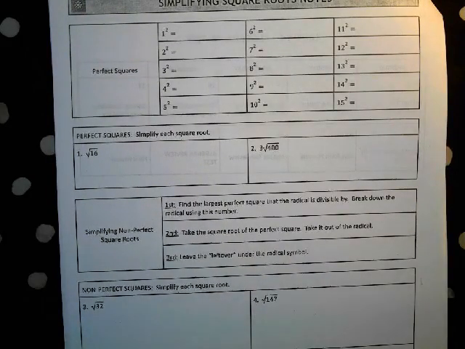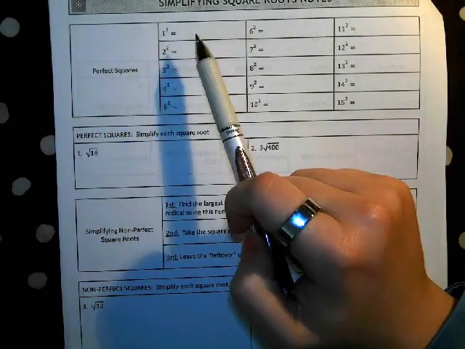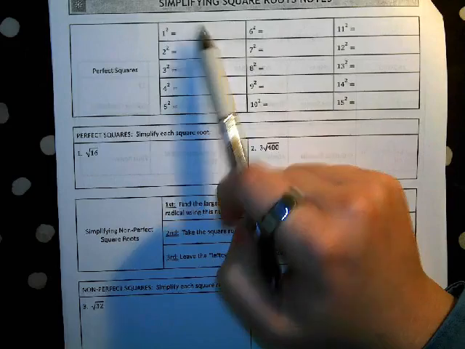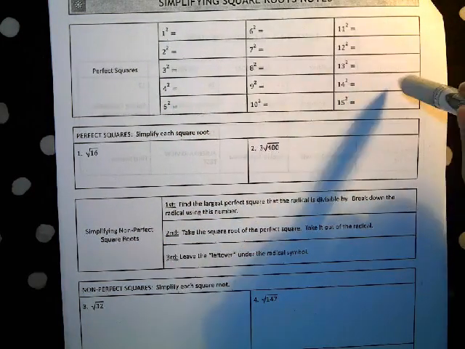So when you're simplifying square roots, first you have to know how to find your square root. We do that by finding our perfect squares. Perfect squares are just a number times itself. So 1 through 15 are listed at the top here.